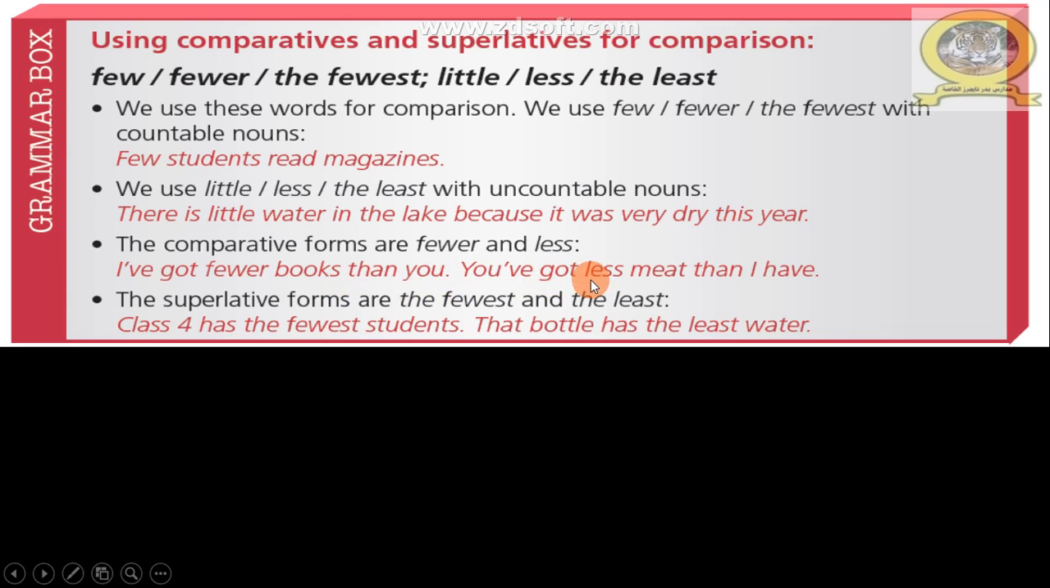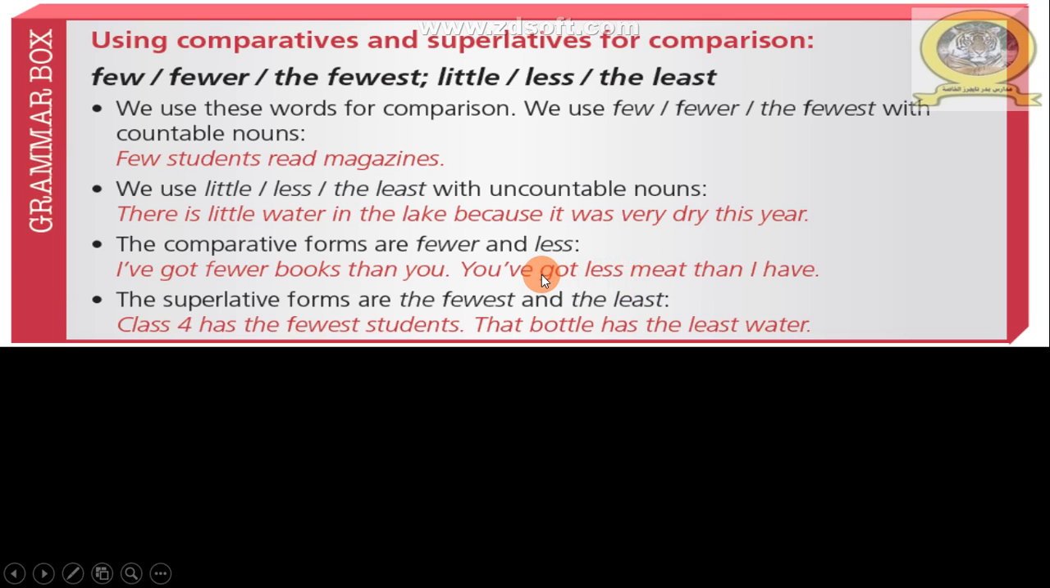You have got less meat than I have. Here I'm comparing between you and me. And I used less than because here I'm talking about an uncountable noun. Meat, uncountable noun.